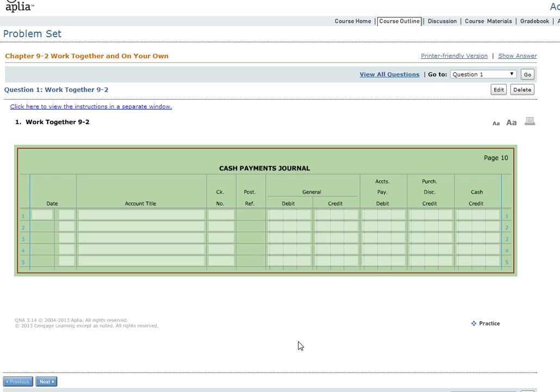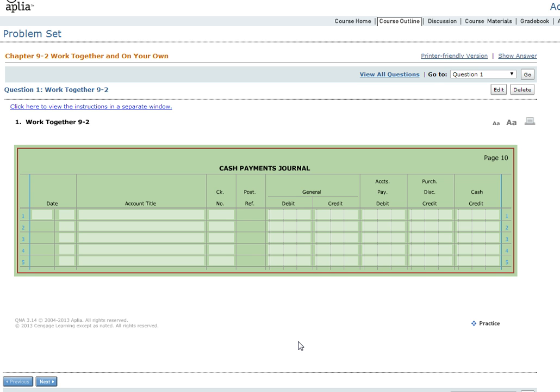Okay. On page 243 in your book, you have the steps for journalizing a cash payment of an expense. On pages 242 and 243, you have an example of the cash payments journal. On page 244, you have how to calculate a trade discount. And on page 245, you have the steps to calculate a purchases discount.